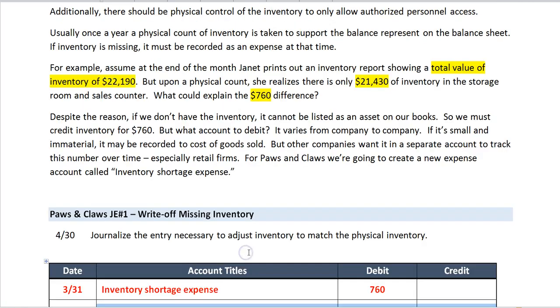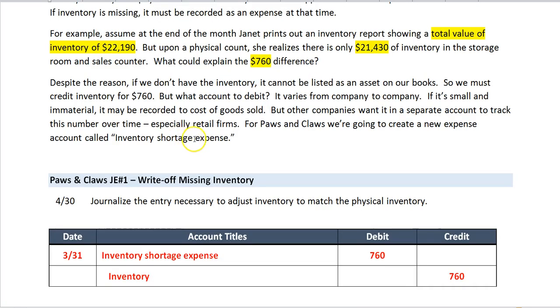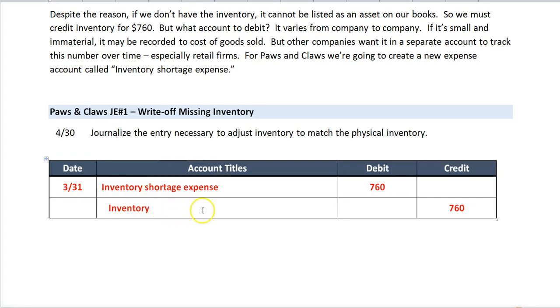This makes perfect sense because we have less inventory than we thought we did, right? Our books should reflect the reality of the business. If we only have $21,430, then we shouldn't be reporting $22,190. So we mark down inventory.